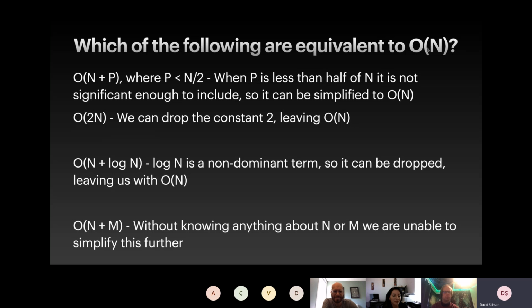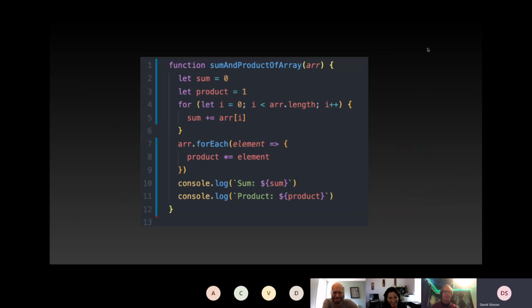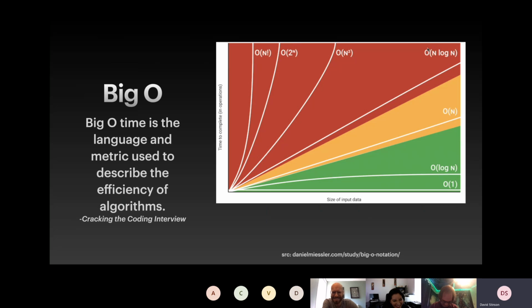And then our last one, we've got N plus M. Without knowing anything about either of them, we're unable to simplify it any further. So A, B, and C can all be simplified. The last one can't. Oh. Yeah, good question. We're all wrong. It's great. It's wonderful.